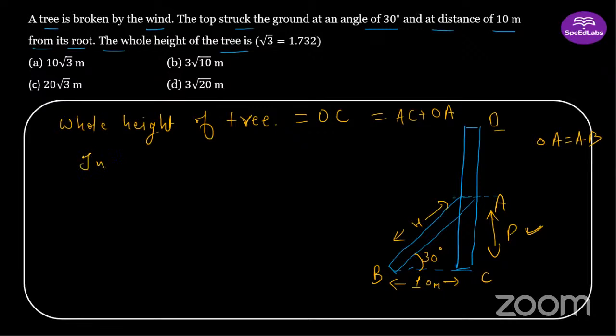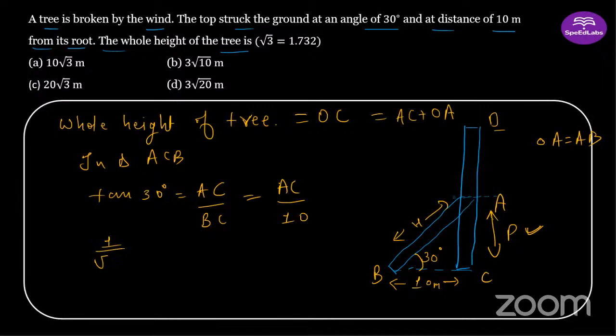So in triangle ACB, tan 30 degrees would be equal to AC upon BC. So this is AC upon, what is the value of BC? This is 10. What is the value of tan 30 degrees? 1 upon root 3. So 1 upon root 3 into 10 is equal to AC, which implies AC is 10 by root 3. Okay.